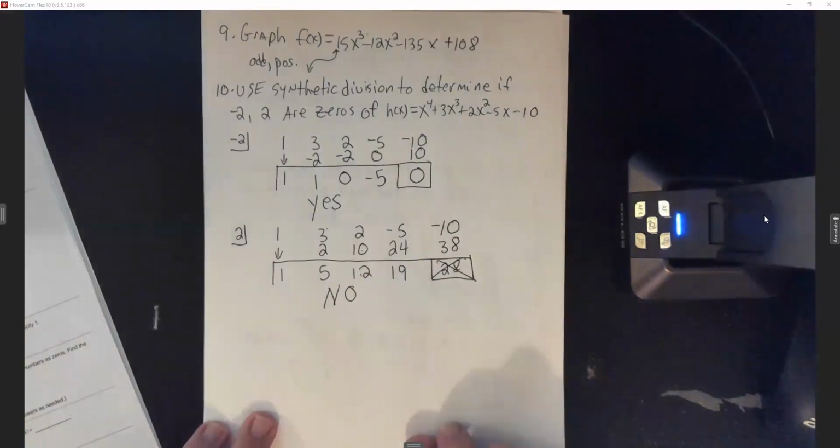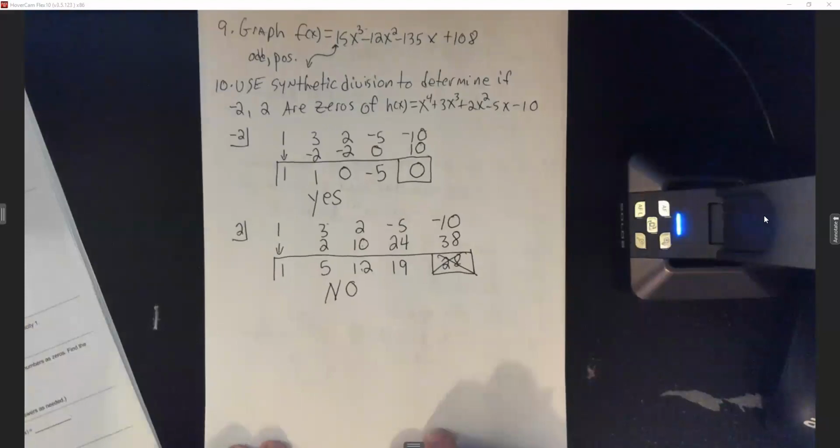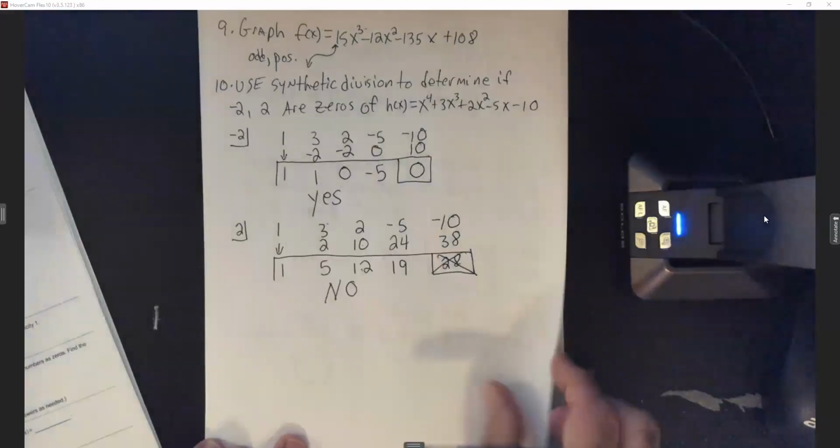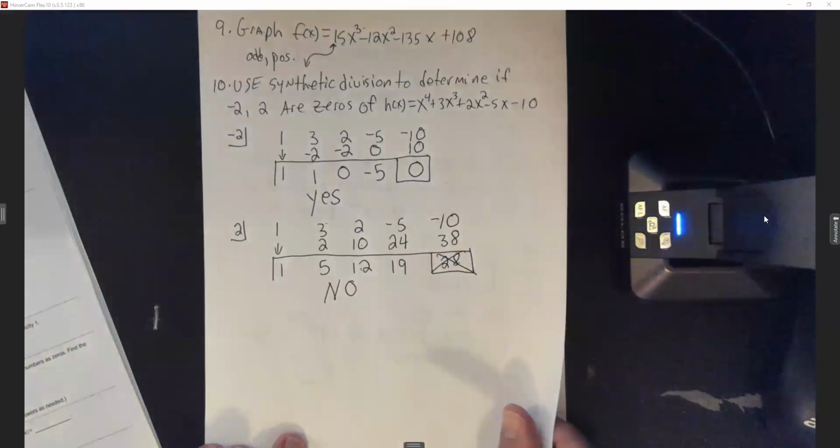Alrighty, y'all. So the next ones are sort of, I'm going to have to turn the page, I think, because number 11 is a little longer. So let me get my next page.